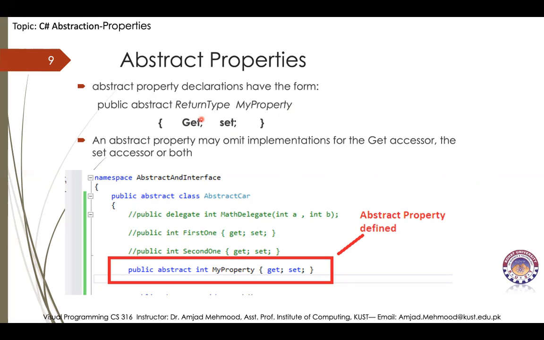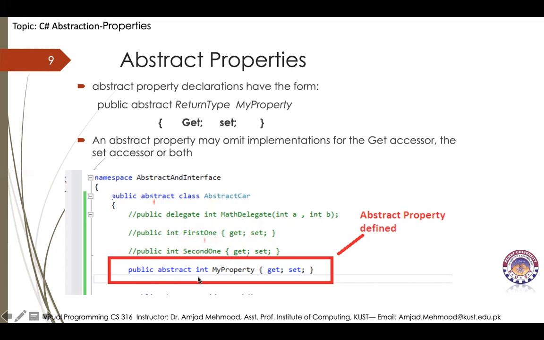But here, as they are abstract, their definition will be provided by its child classes. So here you can see that this is the namespace, this is the abstract class, and this is the delegate. We will study this later on. And this is the first property, and this is the second property, and public abstract. These are these two properties.